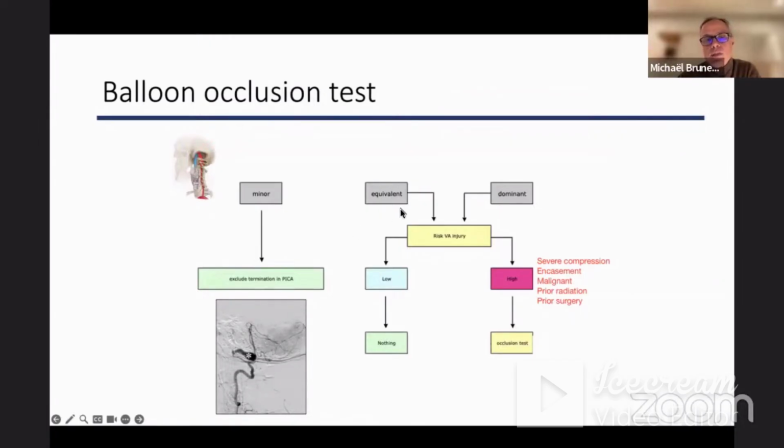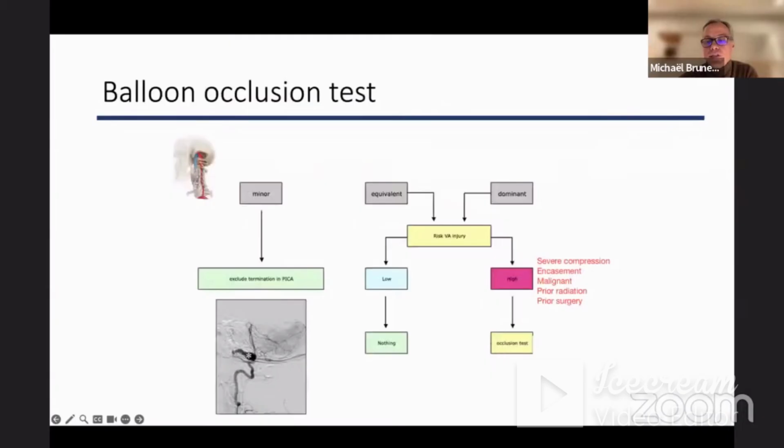If the vertebral artery that you have to expose is equivalent or dominant to the contralateral one, you have to evaluate the risk of vertebral artery injury. The risk can be low or high. The high-risk exposures are related to the severe compression of the vertebral artery, the encasement of the vertebral artery in case of malignant tumor, if the patient has already been irradiated or operated on. When one of these criteria is present, the risk is higher to have a vertebral artery lesion during the exposure, and then it is better to perform a balloon occlusion test.